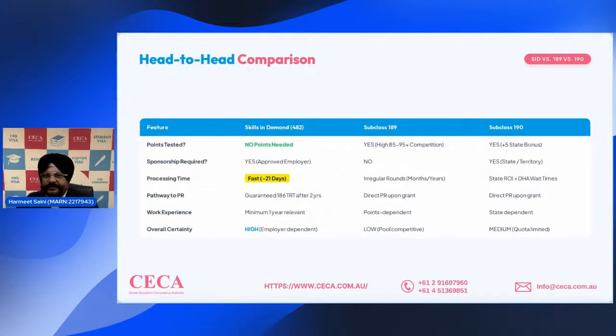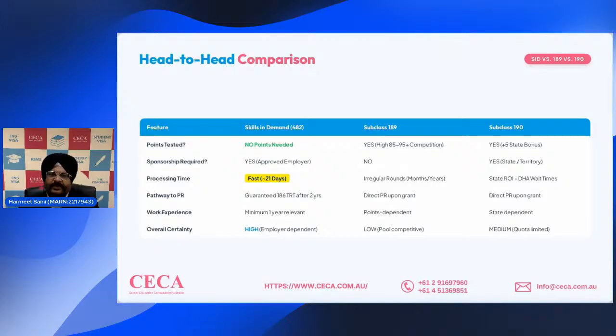Now, another criterion is the work experience. For subclass 482, at least 1 year of work experience is required, and subclass 189 and 190 are point-based visas, so you can get points for work experience, but it is not mandatory. It depends on how the invitation process is going. But of course, more work experience, more chances of getting the invitation.